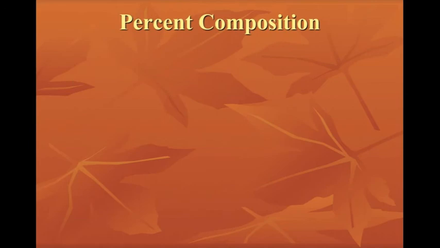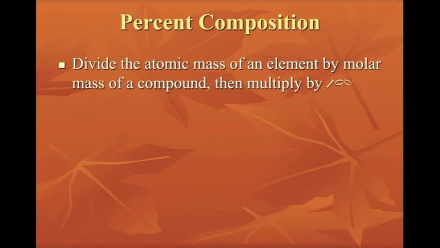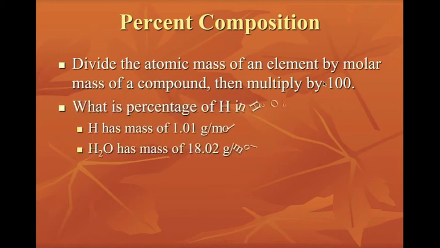Now, percent composition, remember we're looking at the parts divided by the whole. We're wanting to know how much each element contributes to the formula. So the way we find this number is we divide the atomic mass of an element by the molar mass of a compound, and then we multiply it by 100. For the example that we have here, it says what is the percentage of hydrogen in H2O? So we know that the molar mass is 18.02.